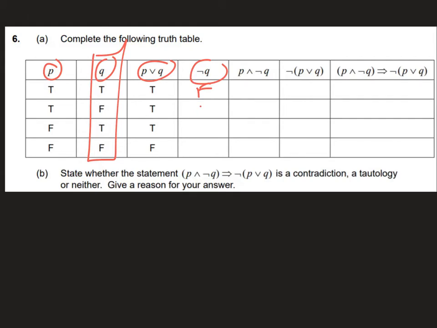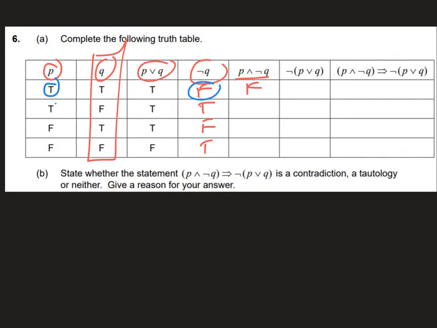same here. So if Q is false, then not Q must be true, etc. So essentially, they're going to be opposites. The next column then is P and not Q. So what we're going to do now is look at P and not Q and say, are they both true? And they're not, so that's going to be false.